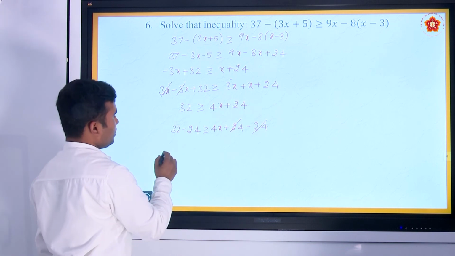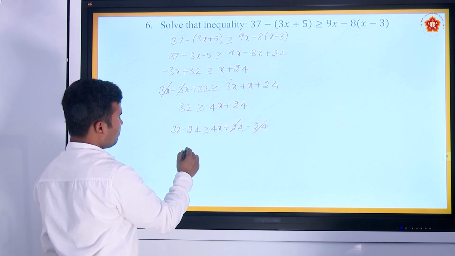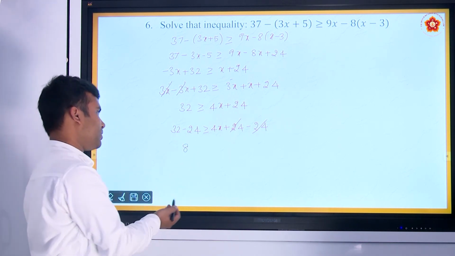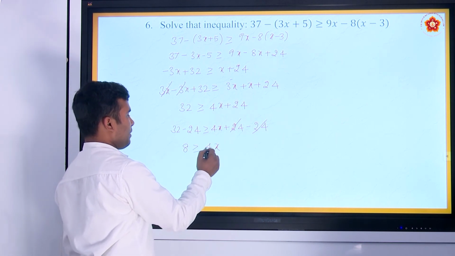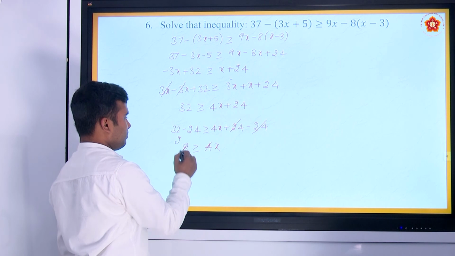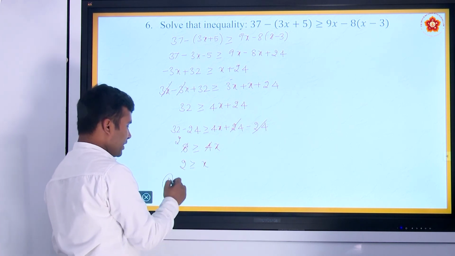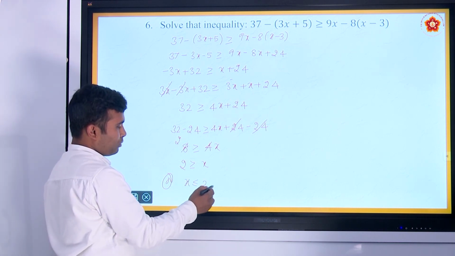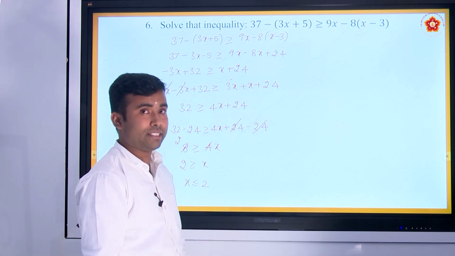Cancel. So what is this? You will have 8, since 32 minus 24 is 8. So 8 is greater than or equal to 4x. 4 ones are 4, 4 twos are 8. So here 2 is greater than or equal to x, or we can say x is less than or equal to 2. The same interval we got here as we did in the previous example.